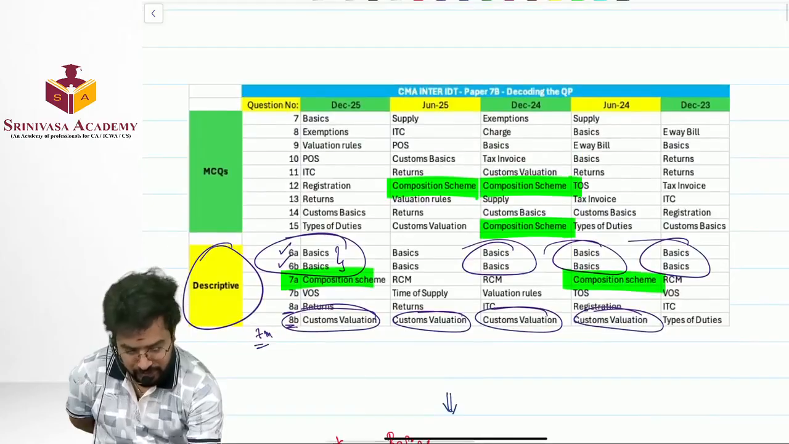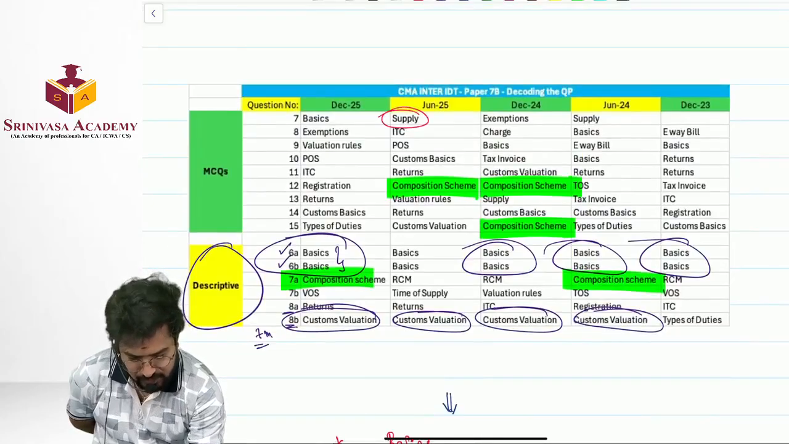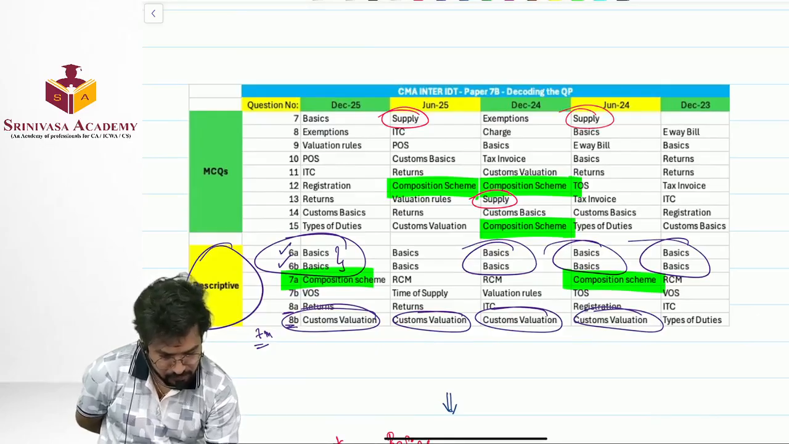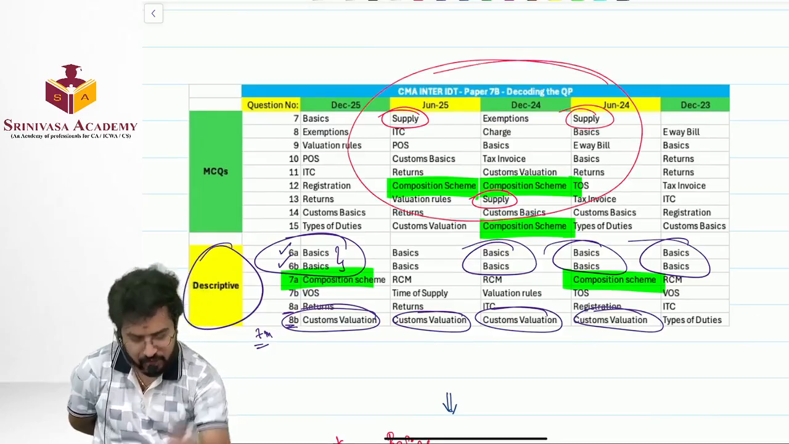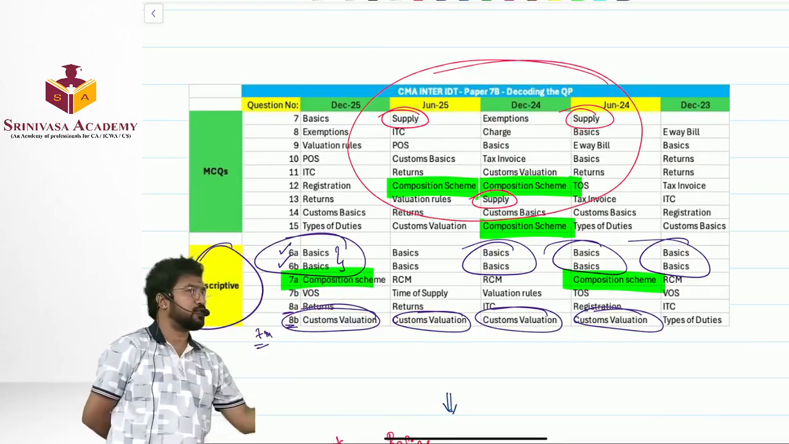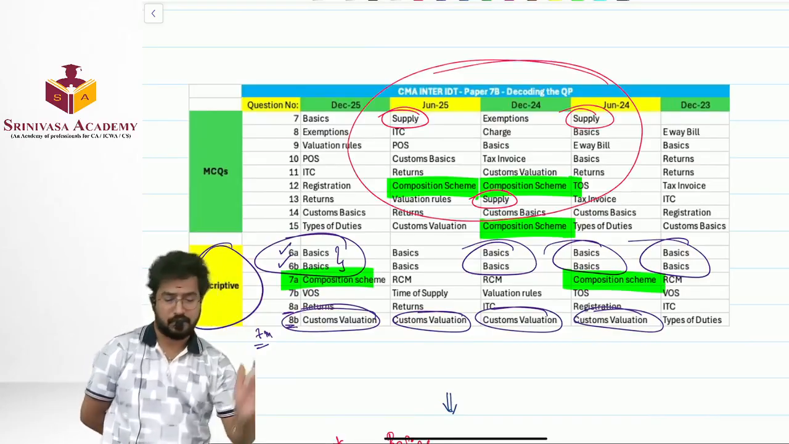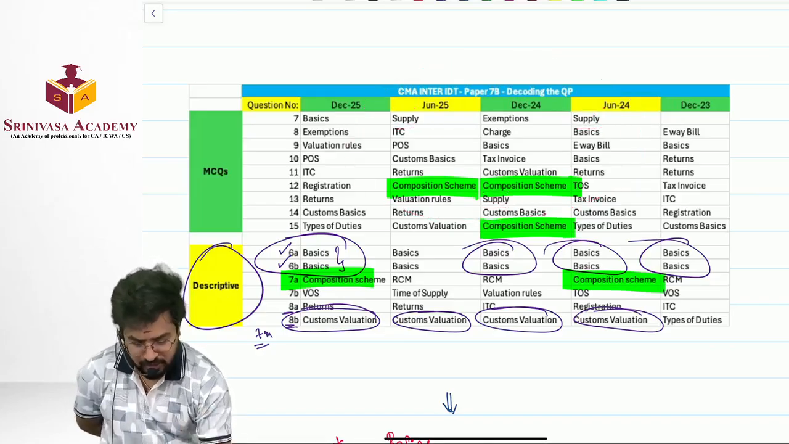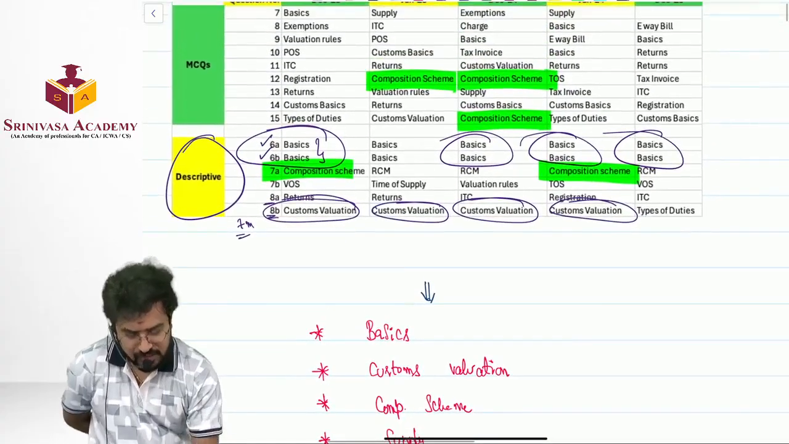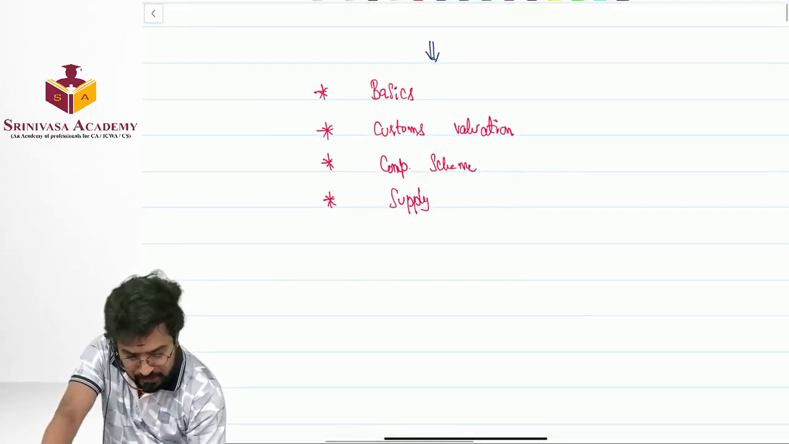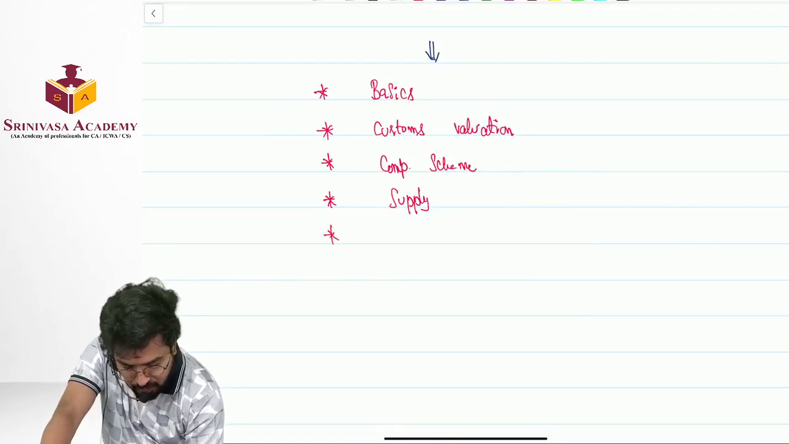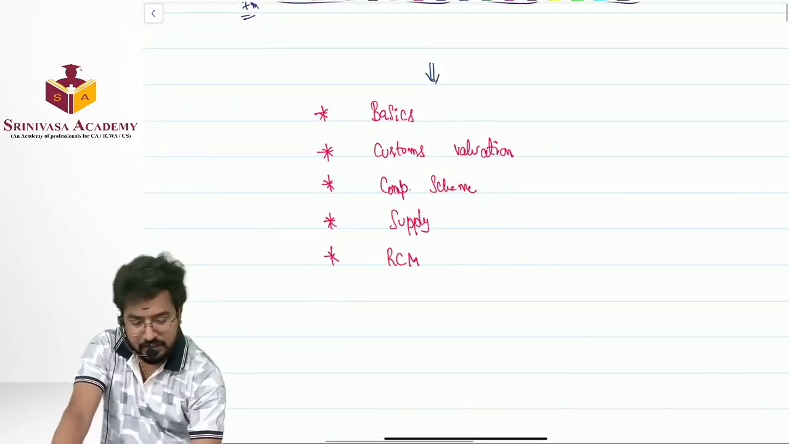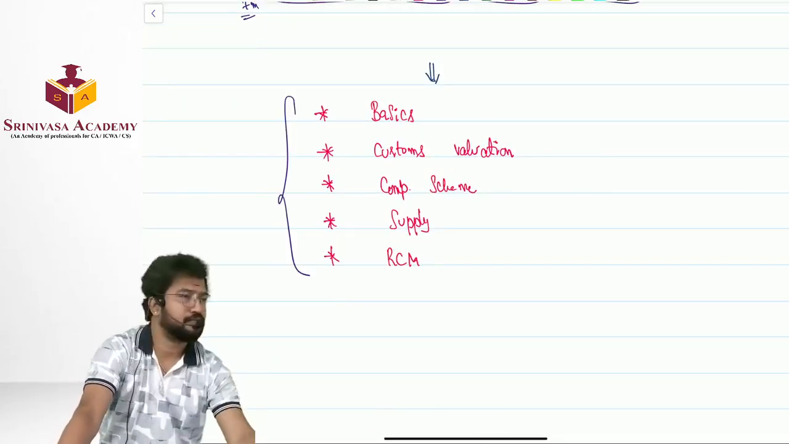Here in MCQs, if at all it is there, mostly out of these 3, I have seen all 3 questions with the 50,000 limit only. They are asking the same thing again and again. So in the supply chapter, they ask what is supply, what is not a supply, like that. We will take that up. First, let us focus on these things, and next RCM. Yes, let us go with RCM also. RCM is also a frequently tested topic. First target is to finish this.